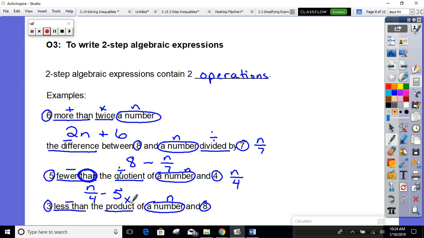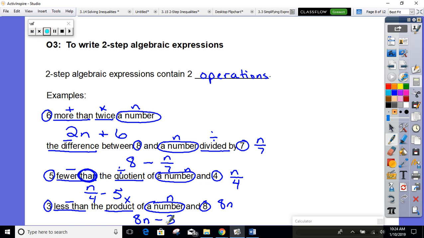No, we're on this one, Savannah. What are we finding the product of? 8 and n. Wow, you just did the whole thing. You answered like the next question. Good. So we're finding the product of 8 and n, and then we're doing 3 less than that. So you said that absolutely correctly, Savannah. 8n minus 3.